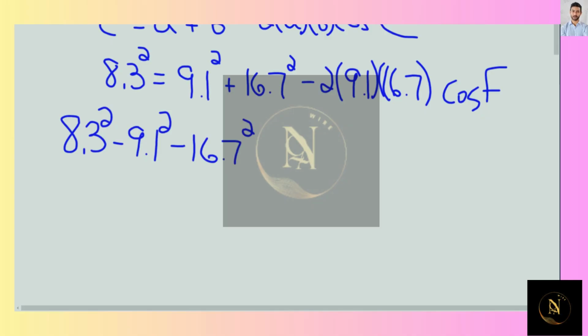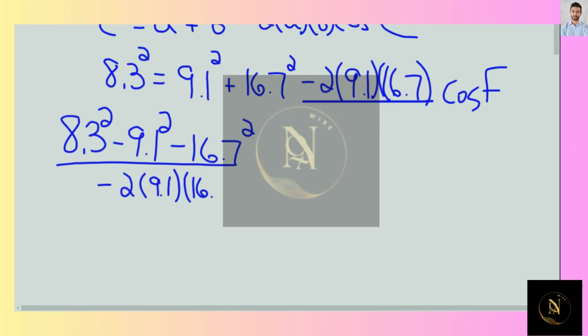We've got to solve for F, so we have to get rid of each of these terms. And then we've got negative 2 times 9.1 times 16.7 times cosine F. We want to divide by that as a whole term, negative 2 times 9.1 times 16.7. Now we're left with just cosine of angle F.